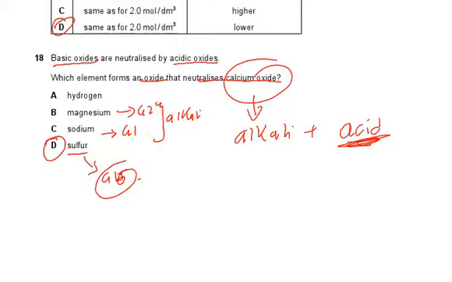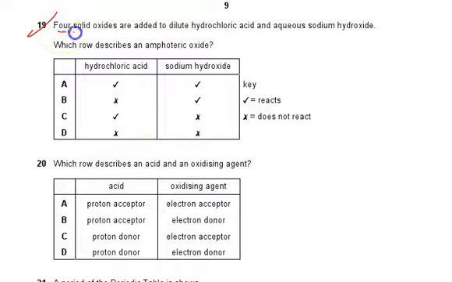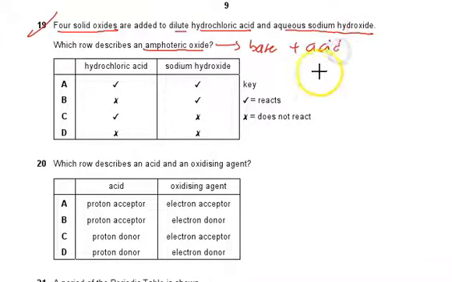Okay, now we move forward with the next question. Okay, for 19, 4 solid oxides are added to dilute hydrochloric acid and aqueous sodium hydroxide. Which row describes an amphoteric oxide? Amphoteric means it can act as a base and also as an acid. So you will have a reaction for both. So your best answer here will be A, because they can react with hydrochloric acid, at the same time they can react with sodium hydroxide.